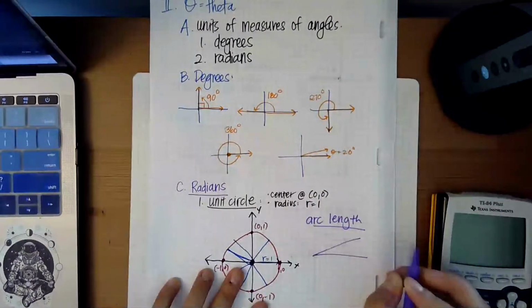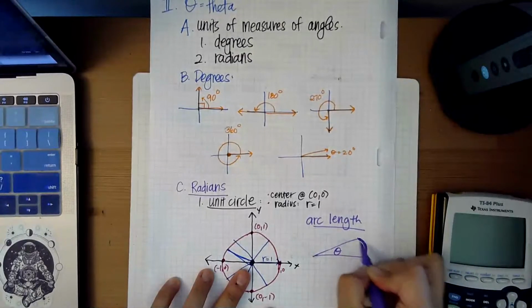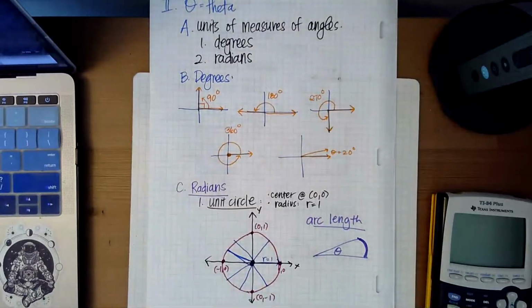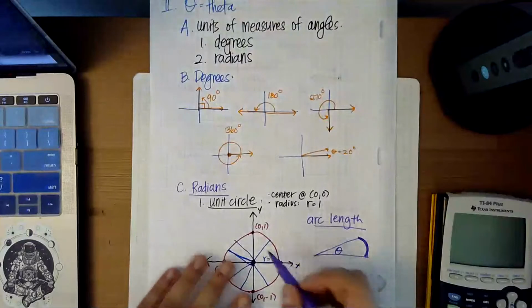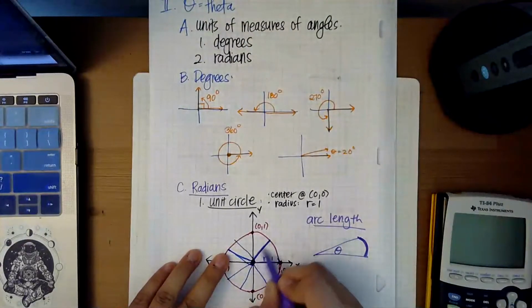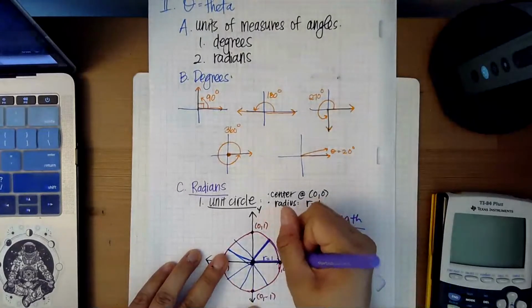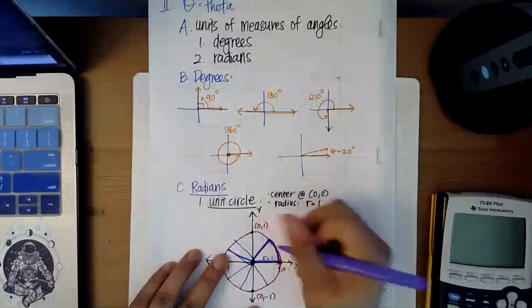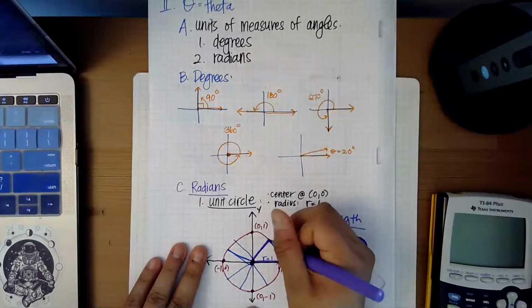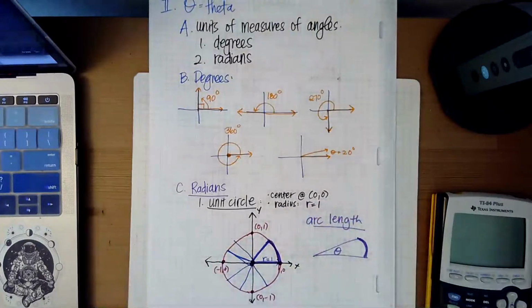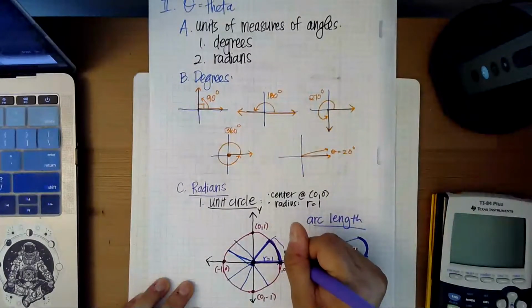Remember, today's a crash course. Arc length is this little distance. Let's say I just want to analyze from here to here on this unit circle. If I see this little pizza slice here, my arc length is just this crust length, okay? That's what arc length is.